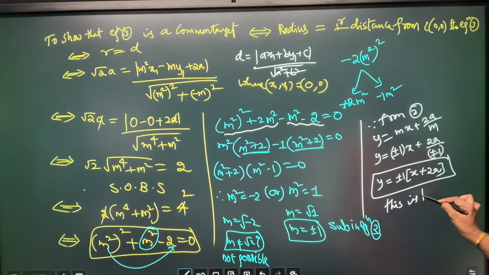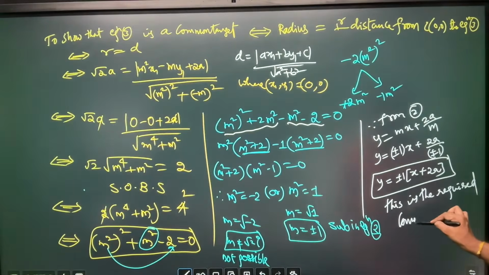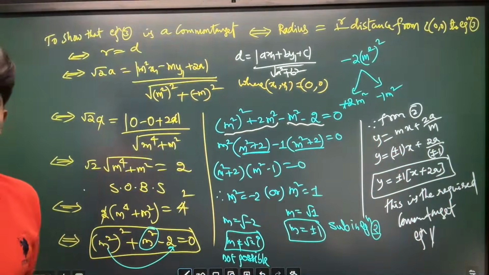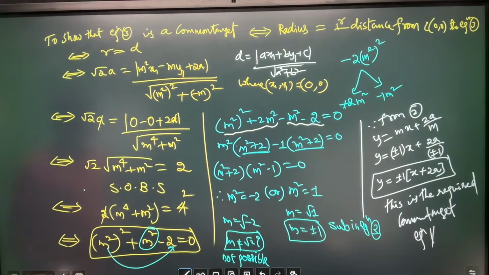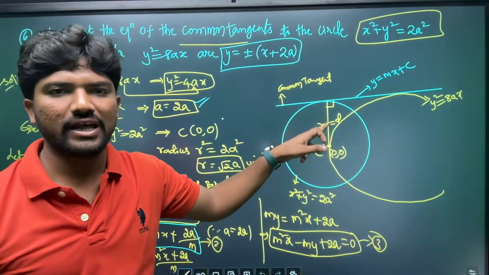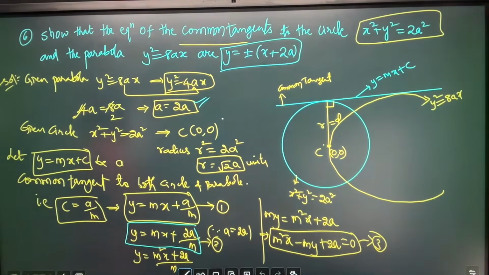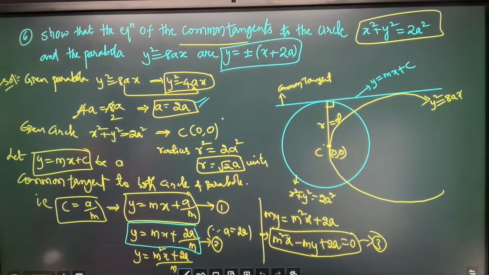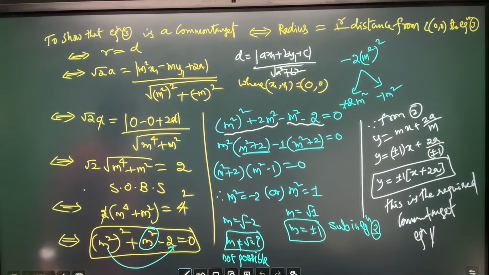Required common tangent equation. Clear? So common tangent equation. Clear everyone? So this is the problem. In this format you have to solve the problem. It is not that it is lengthy; it is concept oriented. So to show that this line is a common tangent, you have to apply the radius is equal to the perpendicular distance from the center of that circle.